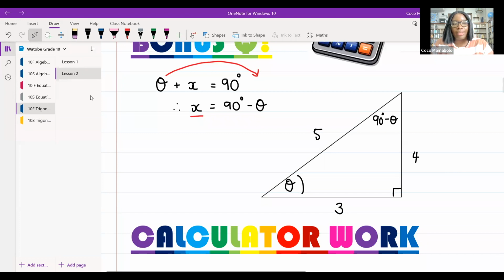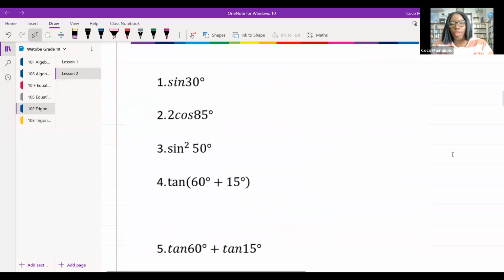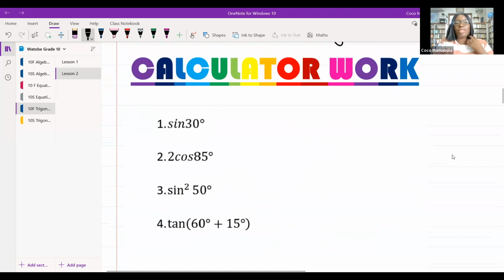All right. Okay, guys. So we're going to do some calculator work. You're going to go into your calculator and you're going to click. You'll see that your calculator has 3 buttons: sine, cos, and tan.